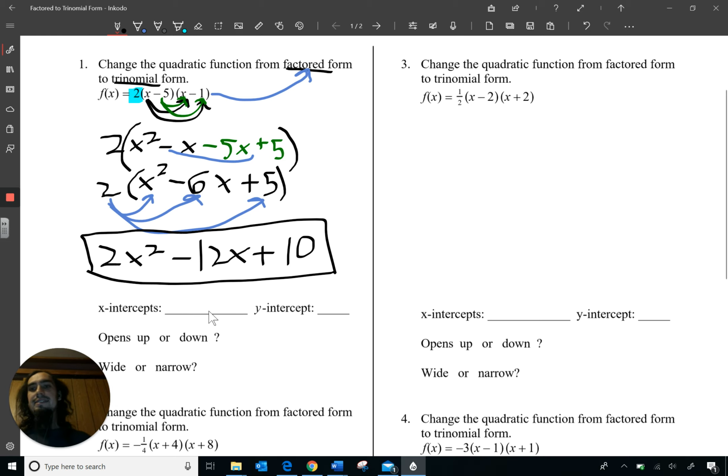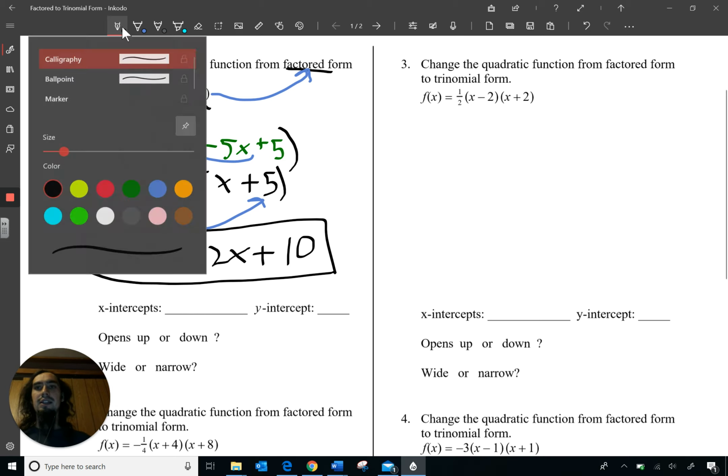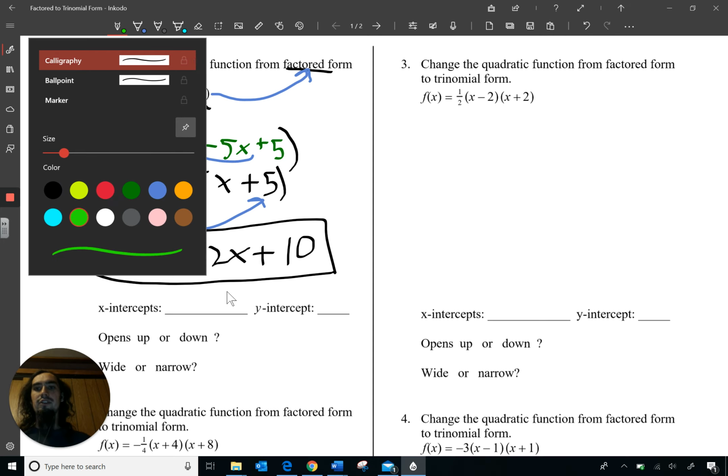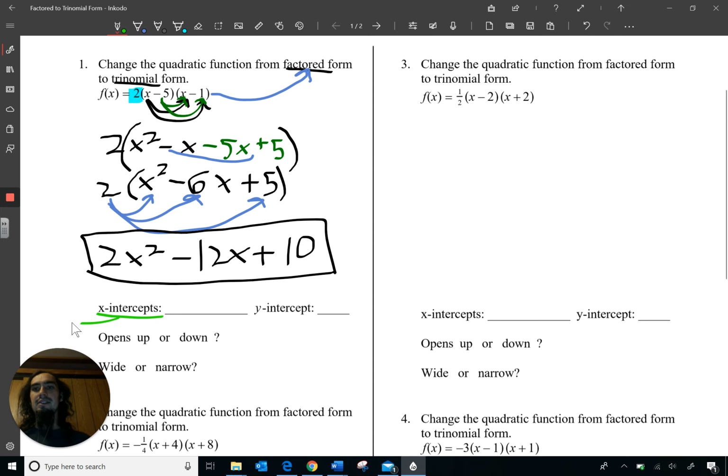X-intercept. The easiest place to look for x-intercepts is in factored form, which, by the way, I mentioned that trinomial form is sometimes also called standard form. Well, factored form is also sometimes called intercept form, because you can find the intercepts very quickly. Now, I'm not going to go through the work here. Go back 2 weeks ago where I did factored form videos so that you can see how to do factored form x-intercepts. But the two x-intercepts here are going to be 5 and 1.